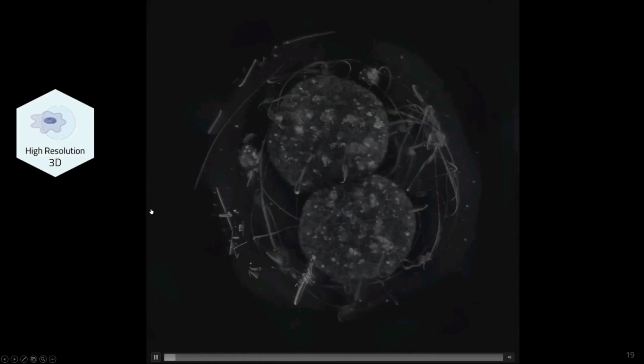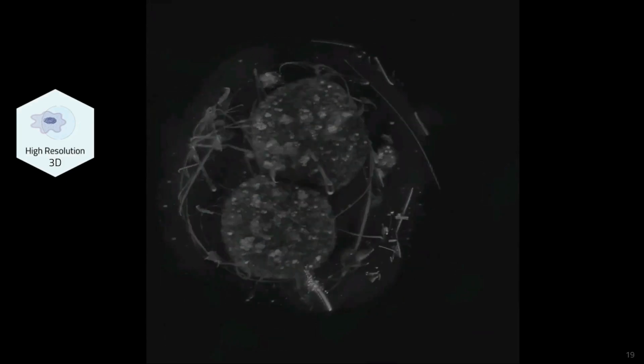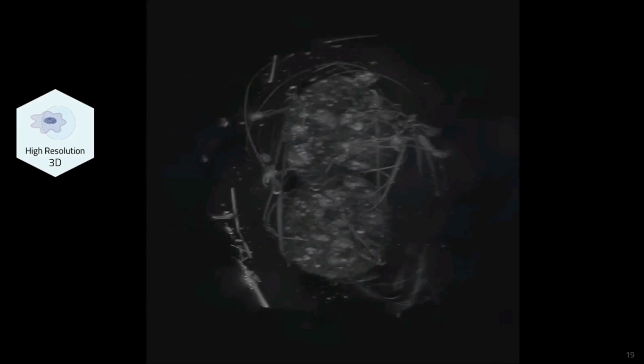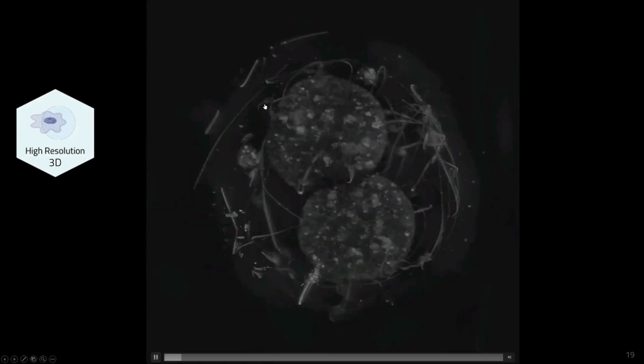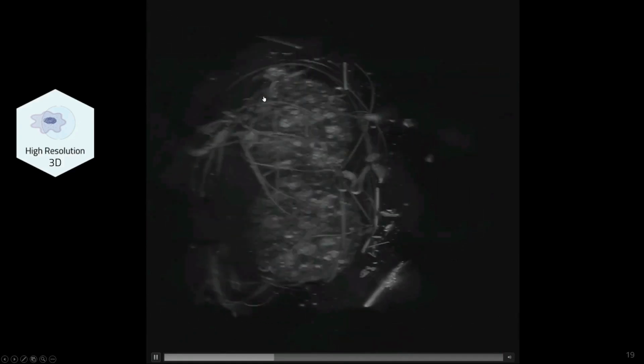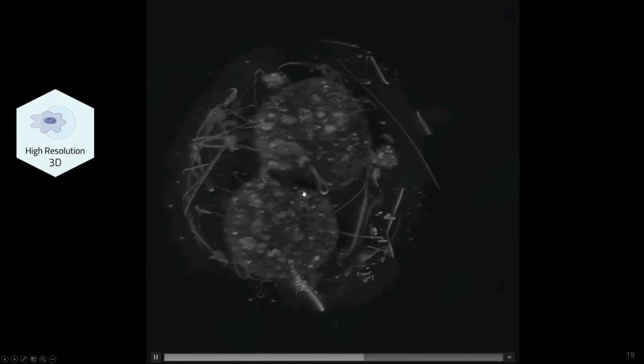We can measure samples up to the size of 150 micrometers. So embryos, like human and mouse embryos, can be easily measured without any staining or modification. This is a mouse embryo at the stage of 2 cells. You can also observe the sperm cells in the adjacent area, and also the heterogeneous structures of the nucleus in the two cell stages.